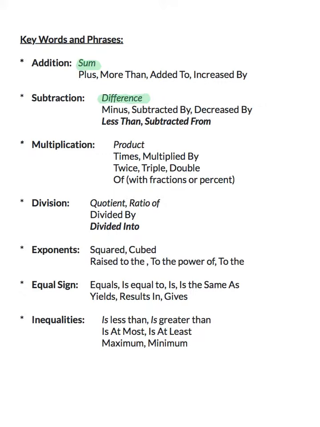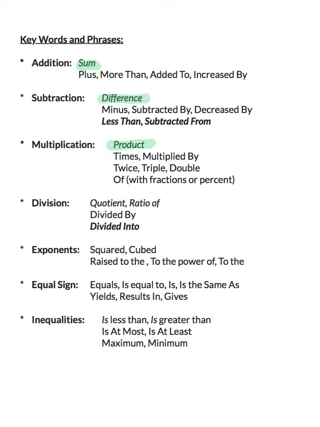Terms that represent multiplication include product, that's the one you need to memorize. We also have times, multiplied by. Some special ones that you might want to keep in mind: twice, triple, and double. Twice means multiplying by 2. Double also means multiply by 2. Triple means multiply by 3.